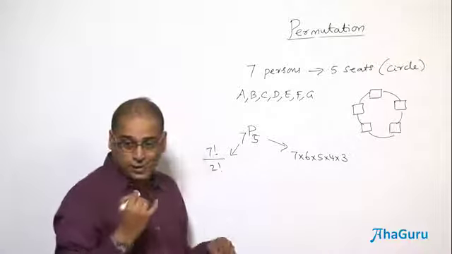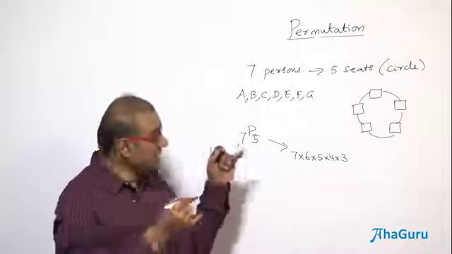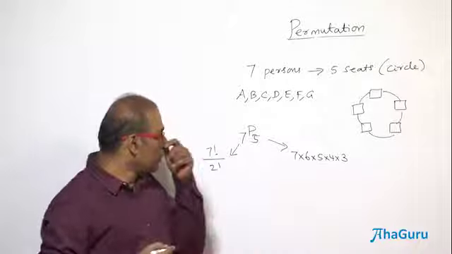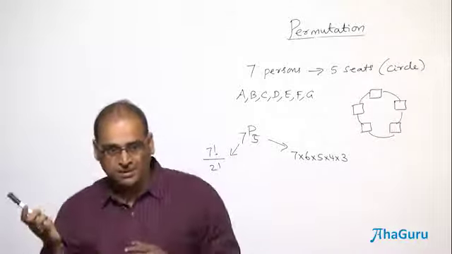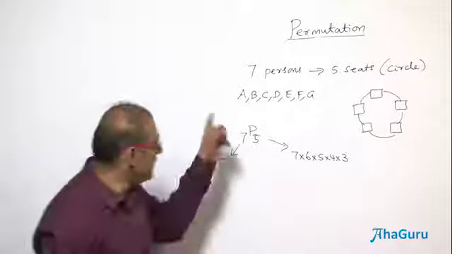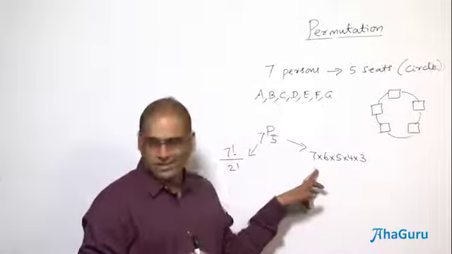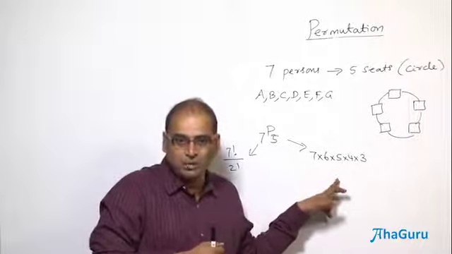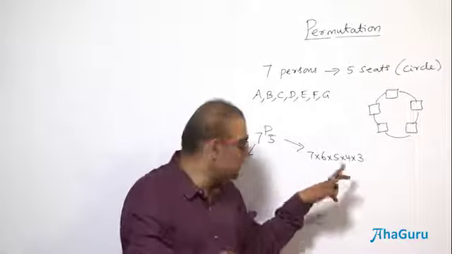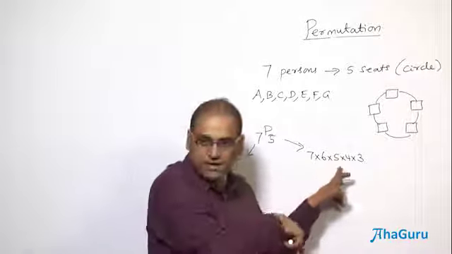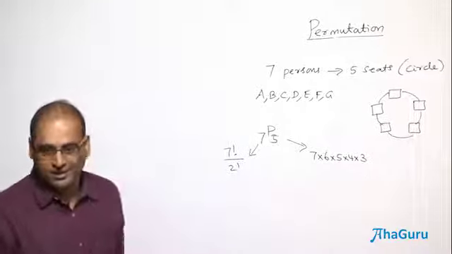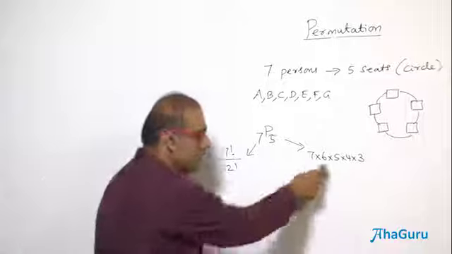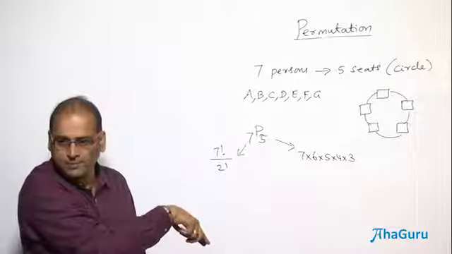And how did you get this? Remember, if you go with the linear 5 seats, the seats are fewer: 5 seats versus 7 persons. The first seat can be occupied by any one of the 7. The second seat can be occupied by any one of the remaining 6, in 6 ways. The third seat by any one of the remaining 5. Fourth seat, fifth seat, all the seats are occupied. You should not look from person to seat. It will be a problem. You get this, and we already derived that.